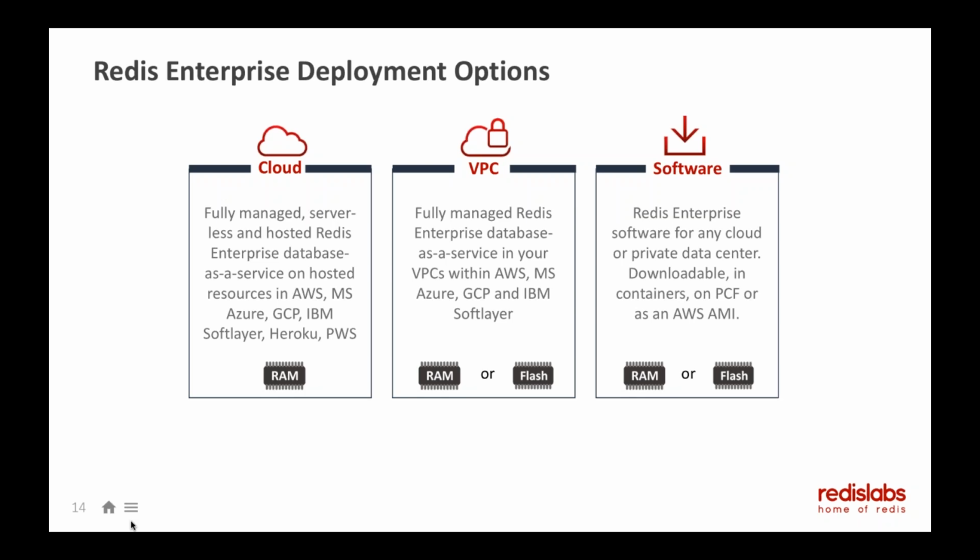The third option for Redis Enterprise is software. So this is your on-prem solution, or if you want to deploy it and run it and manage it yourself, you can do that. Right now it is available in the PCF platform as well, and we have a public AWS AMI published in the marketplace. So it gives you the flexibility of running it in any fashion that fits your need.